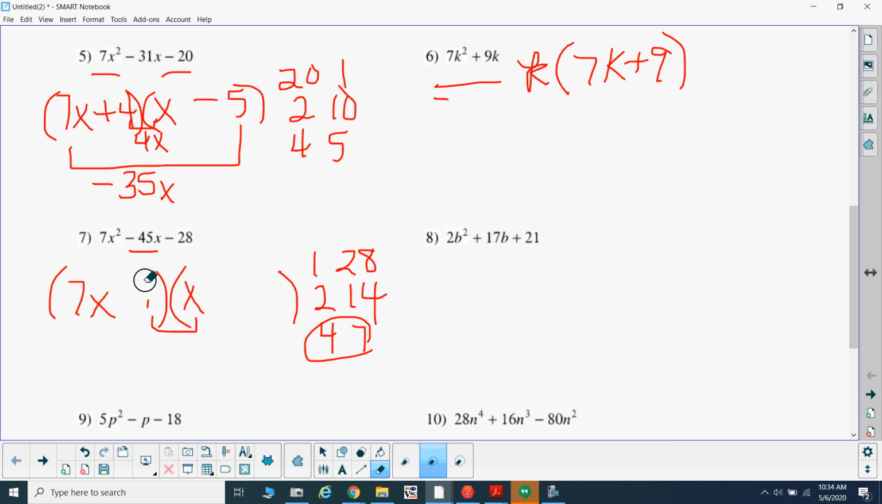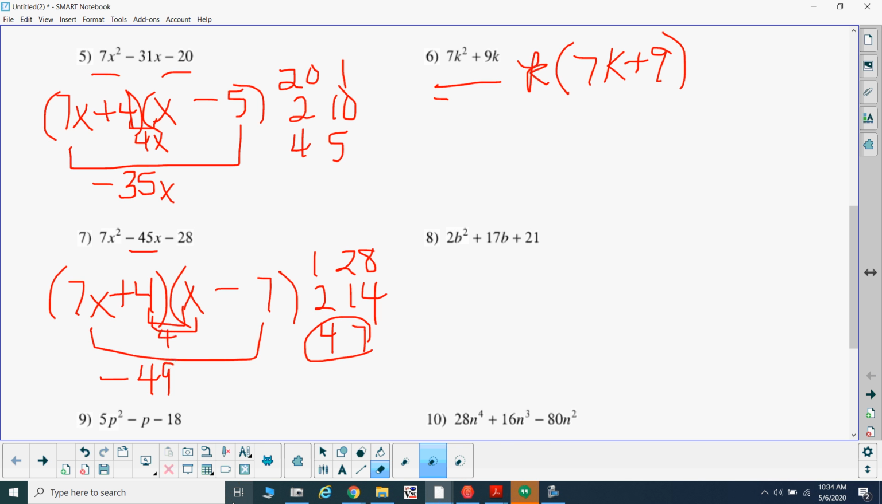If I can get those erased. If I try this to be the 4 and this to be the 7, I would have 7 times 7 is 49, and here is 4. Well, 49 minus 4 is 45, so I want it to be a negative 45, so I know that one has to be negative, which means I have to have my minus here, and my plus would go here.